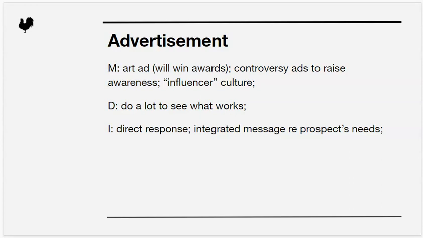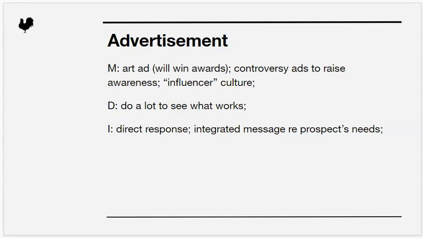Are you measuring that? The D approach to advertisement is just to throw the spaghetti at the wall, do a lot of what works, and you can't really measure it, just do a bunch of everything. I've definitely been a part of advertising agencies that did this, and it wasn't helpful.